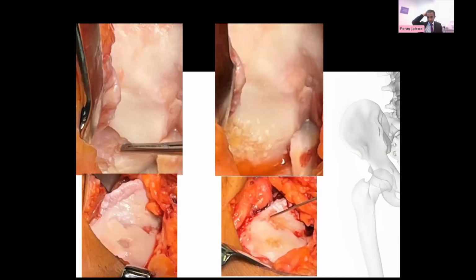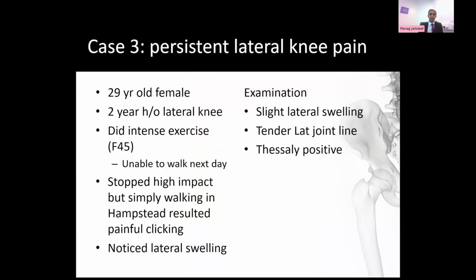And I'm really happy to say a year after surgery, after the long rehab, his modified Cincinnati score is now 84, and he's delighted with the results of surgery. This is another classic case of where an early MRI scan would have been really helpful for this patient.